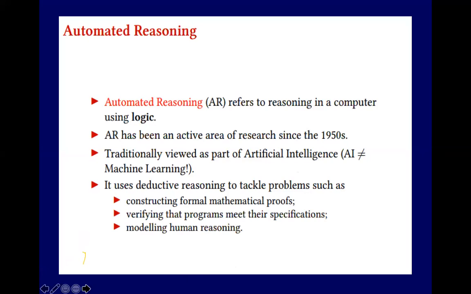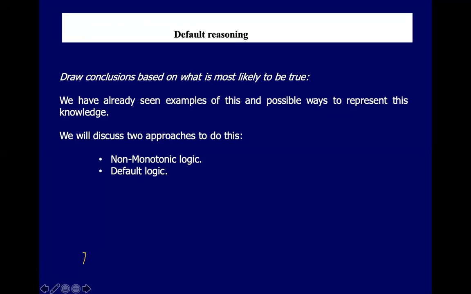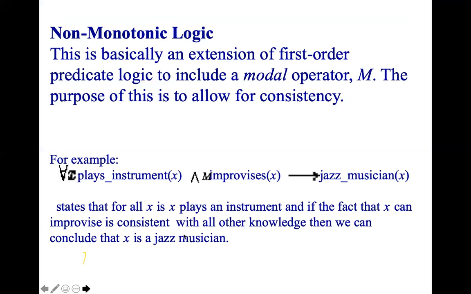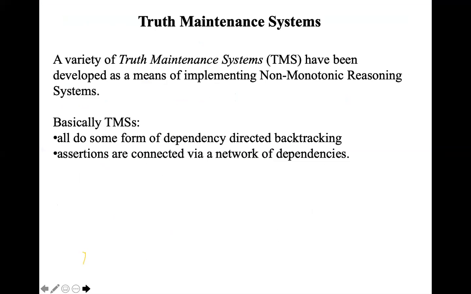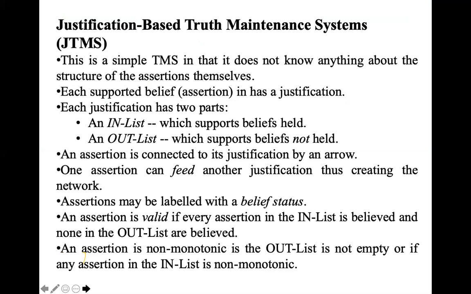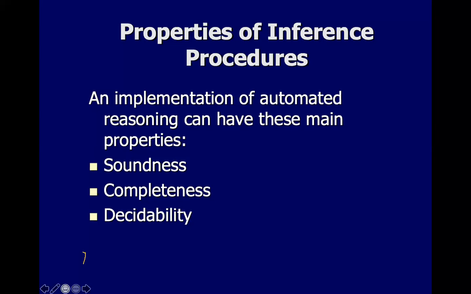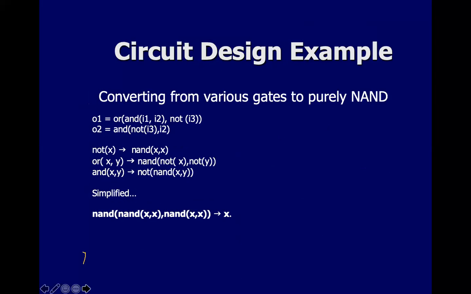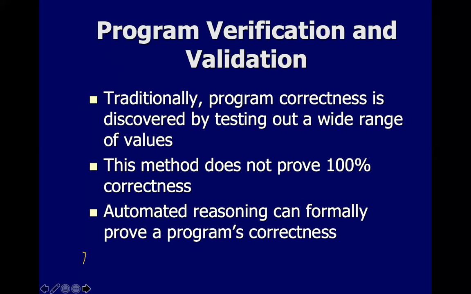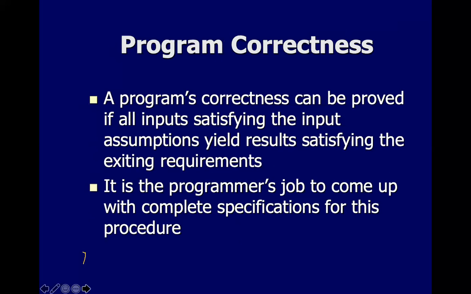Now there is another, default reasoning, which I will not go into. It is non-monotonic. There exists a system called a truth maintenance system. You can see the diagram which is given. I'll come to that diagram later. So just to give you the background about reasoning, we had just referred to the slides.